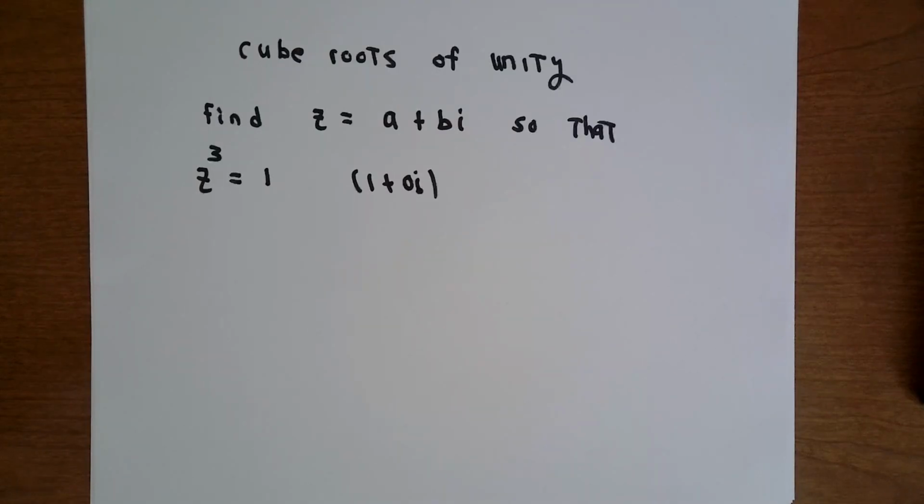As a prelude of things to come, I want to calculate the cube roots of unity. There are several different ways I could go about this. I'm going to be absolutely literal-minded about it, though. I'm looking for a complex number z, which I could write as a plus bi, so that z cubed is 1. The modulus of z cubed is 1. Modulus of z must be 1.